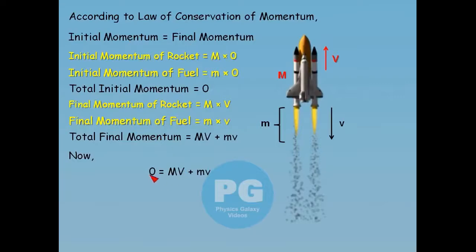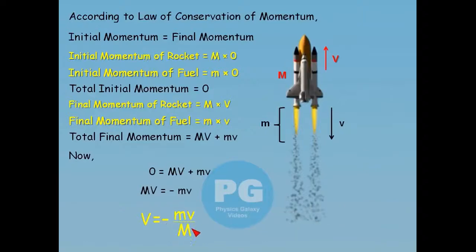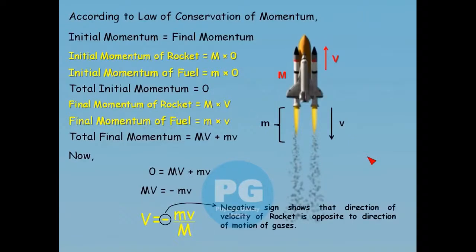Now, if we substitute the values of total initial momentum and total final momentum, we can say the initial momentum is equal to the total final momentum. If we rewrite the equation by simplifying it, the velocity of the rocket that we denoted by capital V is equal to minus small mv upon capital M. Here this negative sign denotes that the direction of velocity of the rocket is opposite to the direction of motion of the gas, so this is the same expression that we have already derived in the case of the recoil velocity of the gun.